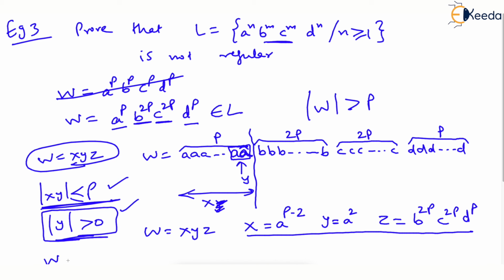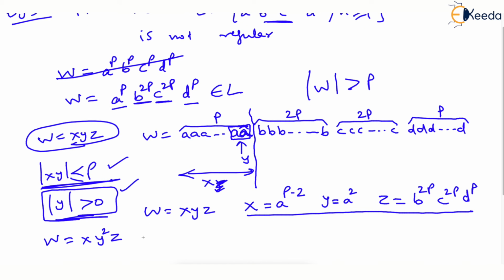Now what if we construct w as x y squared z, suppose. That is, we are pumping y 2 times. Then what will be the new string? What is x? X is a raised to p minus 2, correct? What is y squared? Now y itself is a squared, so you are going to get 4 a's, that is a raised to 4. And what about the last term z? Z is that long sequence of b raised to 2p, c raised to 2p, and d raised to p. So what is this new string? This is a raised to p plus 2.